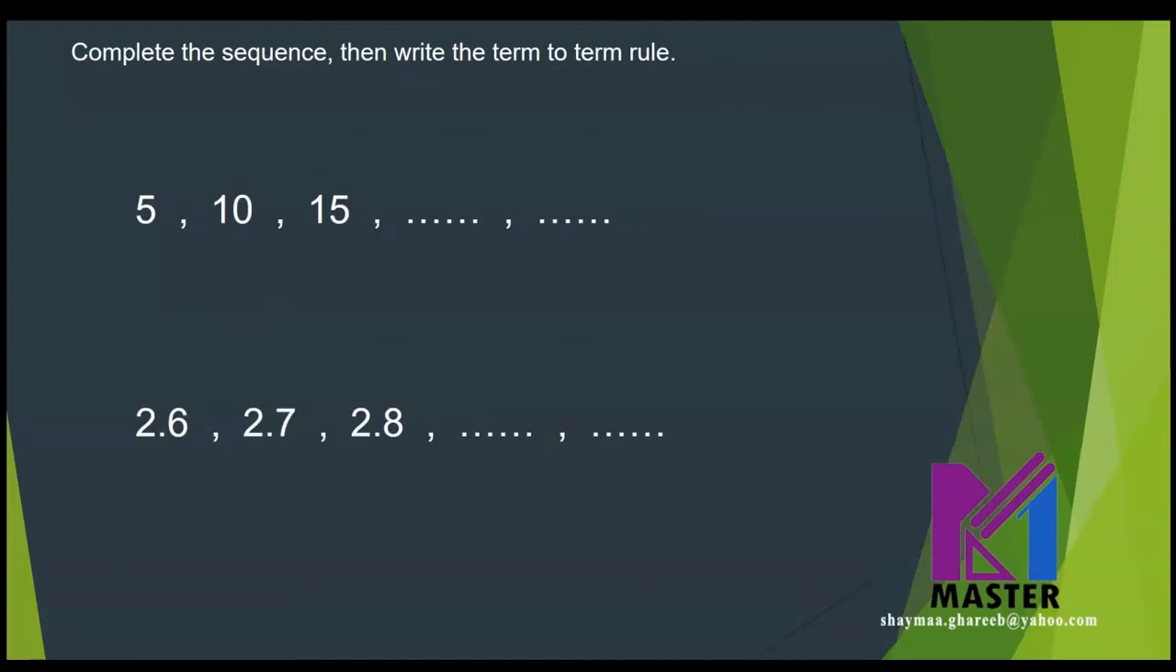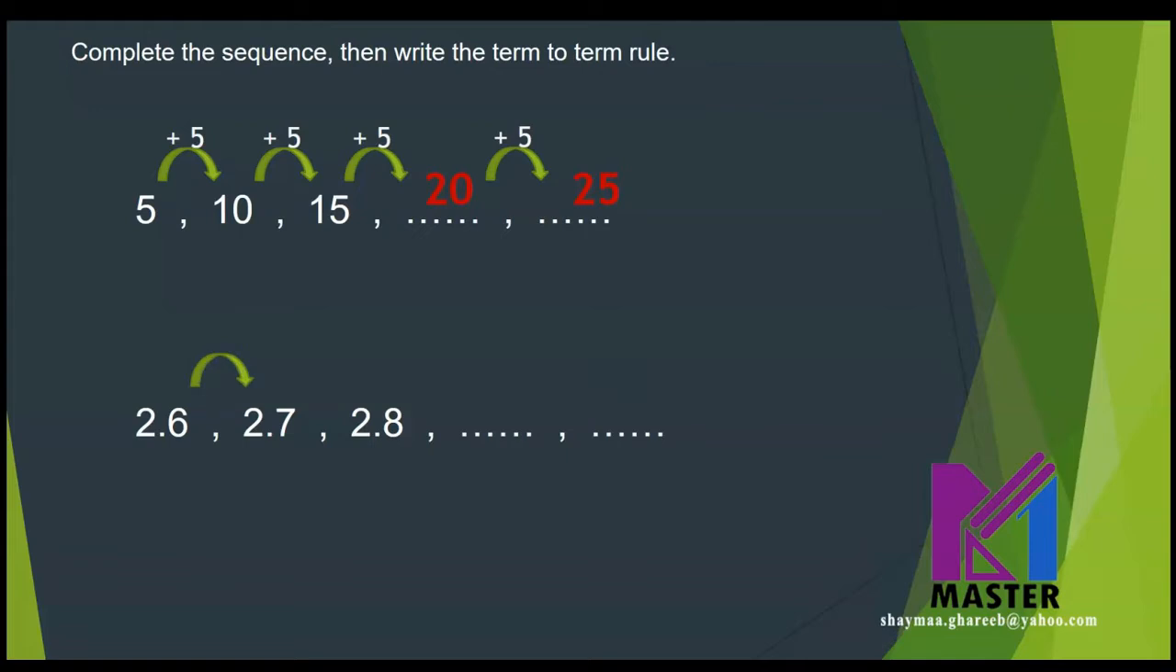Now more examples on sequence. The first one, 5, 10, which means I added 5, then 15. So it's very clear it will be 20, then 25. So the term-to-term rule for this sequence is adding 5.